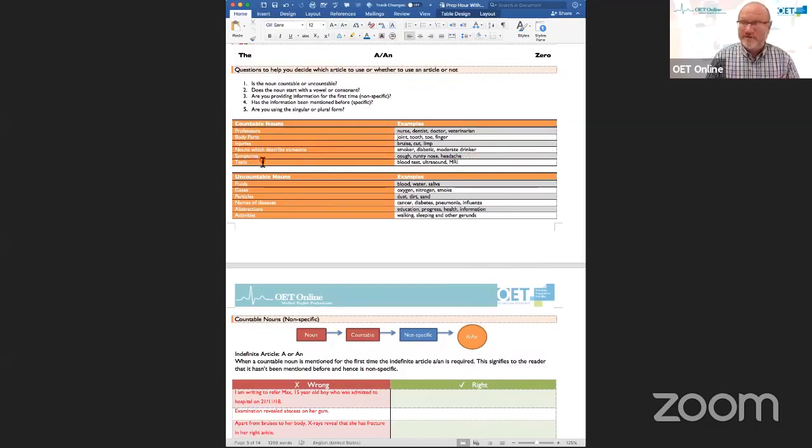We have to watch out for symptoms. Symptoms are often countable. A cough, a runny nose, a headache. These are all countable. So if used in the singular form, require an article. And then the tests that you conduct in your day-to-day work, a blood test, an ultrasound, an MRI, these are all countable. So your job is to build your awareness of which nouns are countable and which are not.